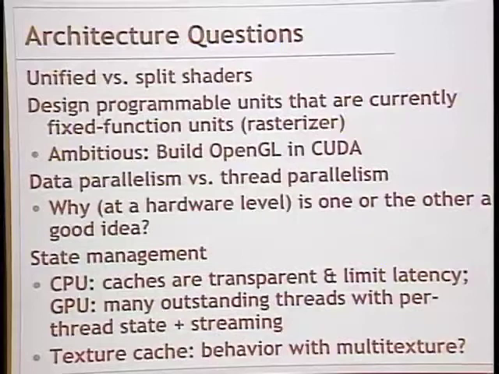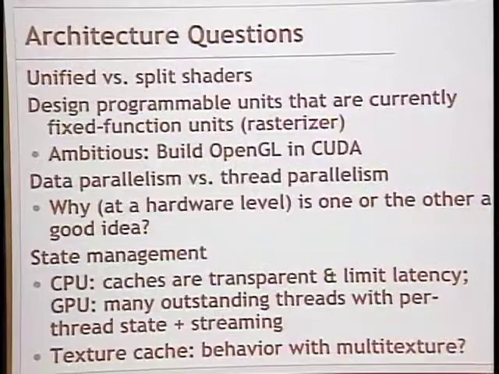Looking at fixed function units, like the rasterizer, how do we implement those in a programmable pipeline? Okay, the pipeline's getting more and more programmable. How do we start doing stages that are currently fixed function in something programmable? What are the right algorithms to do there? Something ambitious is building the whole pipeline in a programmable framework. That is a difficult but a very cool problem to think about.